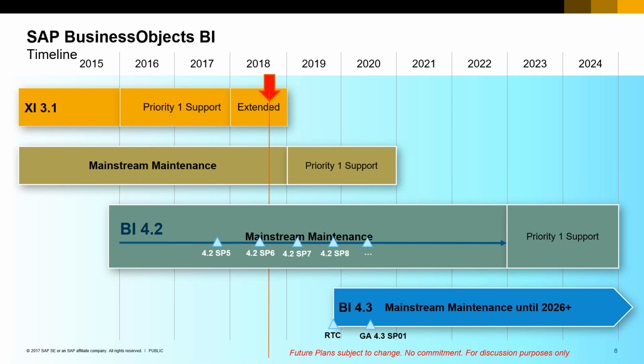Service pack 6 is the latest and greatest, with service pack 7 on the way, and subsequently you would have service pack 8. So BI 4.2 would be in maintenance at least up till the end of 2022, followed by priority one support for about 2 years. As we're talking of 4.2, the next minor release that we plan to ship is BI 4.3. At this point, BI 4.3 would be tentatively RTC, or ready to ship, in the end of this year, Q4 of this year, and then it gets into the ramp up and the beta phase. Post successful completion of that, we expect 4.3 to be generally available in the first half of 2020, with the mainstream maintenance to continue until say 2026 at least.